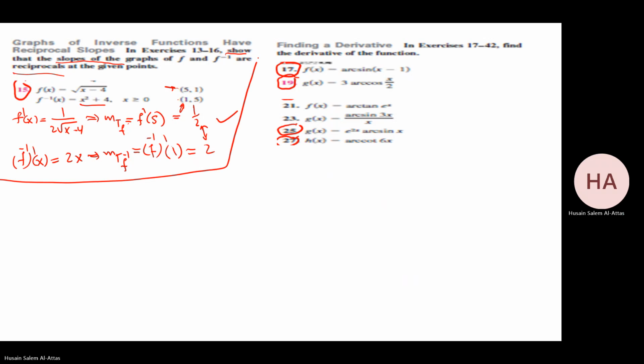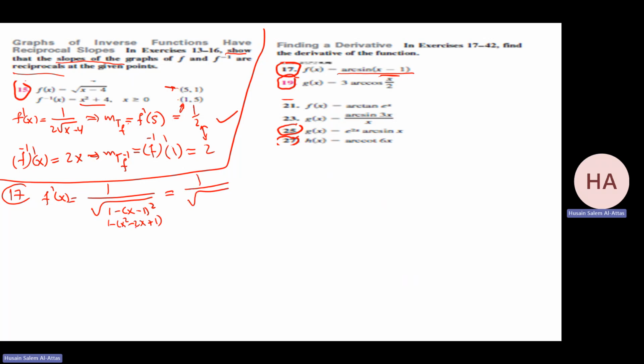Now, let me do these questions. I have question 17. I need to find the derivative of this, which is f prime of x, 1 over square root of 1 minus (x minus 1) squared. This is u. What is the derivative of this one? This is 1 minus x squared minus 2x plus 1. So I have 1 over the square root. I have 2x minus x squared. 1 and minus 1 cancelled. Okay.